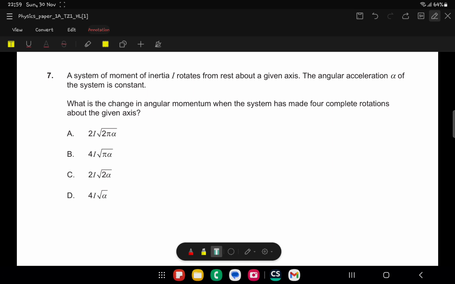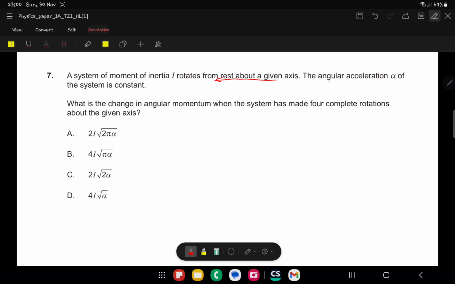Now let's look at this question critically and note some key pointers we can pick from the question to aid us in our solution. The first one we can note is that the system of moment of inertia I rotates from rest. So it rotates from rest. This is the first key point.